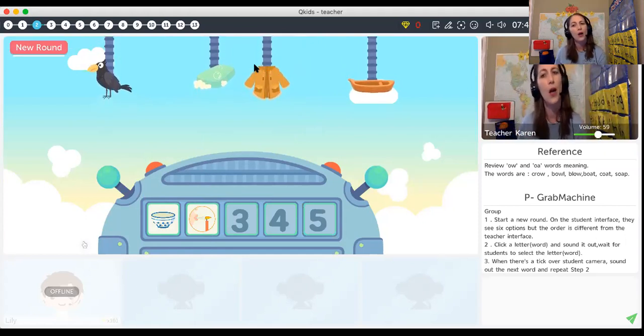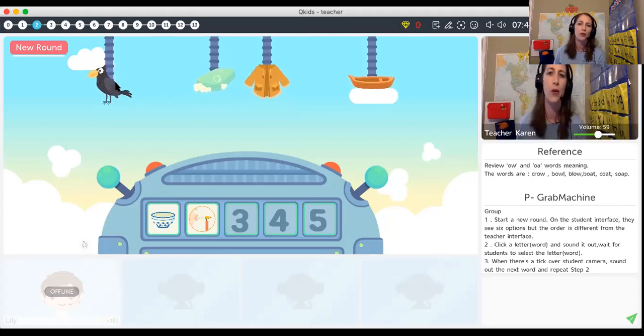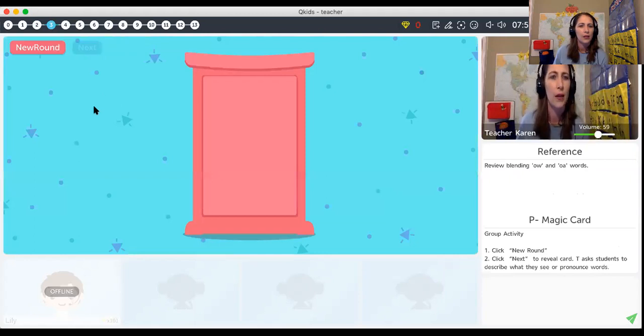K, O, T, S, O, P. And then I always put the blends together. So cur, O. I think that's the way they teach it. Okay. This one, okay, we're going to play magic card. So we're just going to review some OW and OA words.